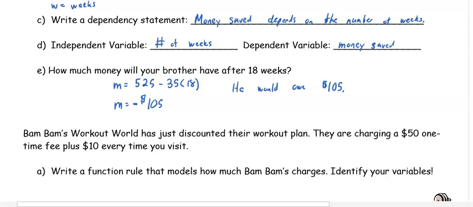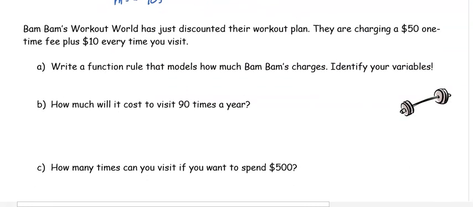So let's look at one more situation today. Bam Bam's Workout World has discounted their workout plan. They charge $50 for a one-time fee and then $10 every time you visit. So we are looking at the cost, which we're going to call C for cost. And it's going to depend on your number of visits, so we're going to use V.